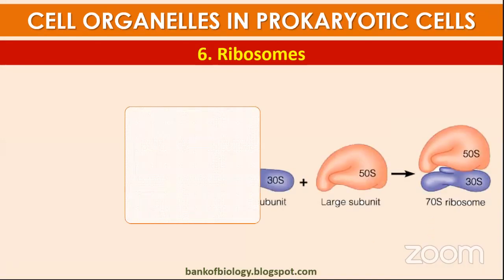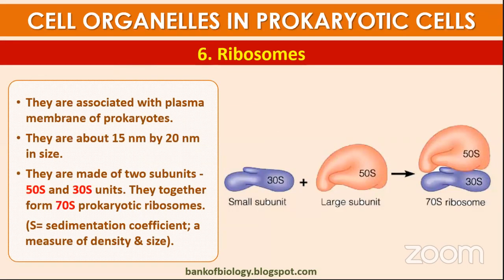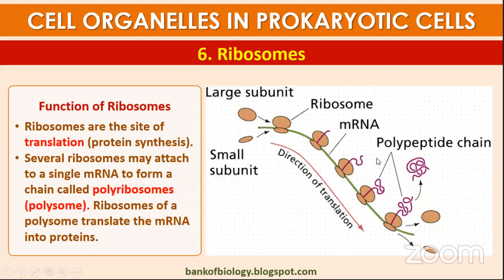Then ribosomes. Ribosomes are associated with the plasma membrane of prokaryotes. They are about 15 nanometers to 20 nanometers in size. They are made up of two subunits, 50S and 30S. They together form the 70S prokaryotic ribosome, whereas it is 80S in eukaryotes. Remember this: S stands for sedimentation coefficient, which is a measure of density and size. S is a Svedberg unit actually.